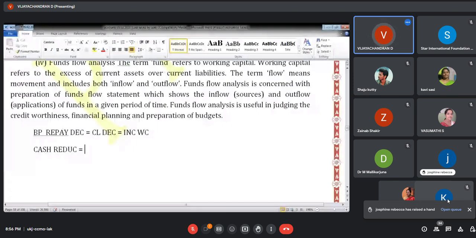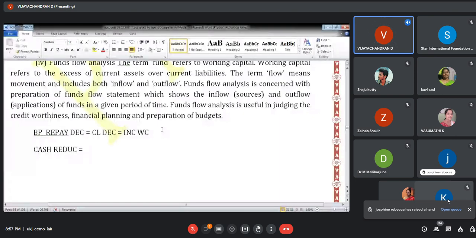What is working capital? The fund required for day-to-day operation, like grease, oil, wages, raw material, all are coming under working capital in order to operate the business. It's just the reverse of fixed capital. So what is fixed capital? Machinery. You have to buy machinery, and the benefit will be more than 1 year. That will be fixed capital. Working capital means less than 1 year.